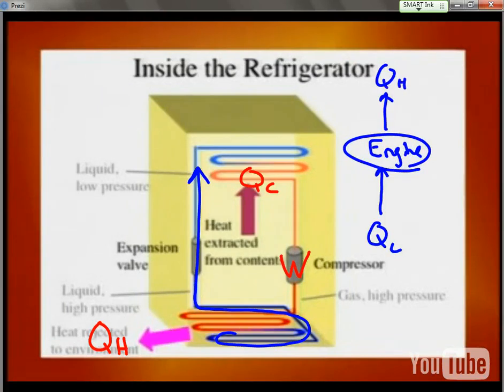It's pumped around. The heat has been extracted from the contents of the refrigerator, and now the working fluid is a gas because it's evaporated at the expense of the energy of the things inside the refrigerator, and it goes back to the compressor, and the cycle starts over again.